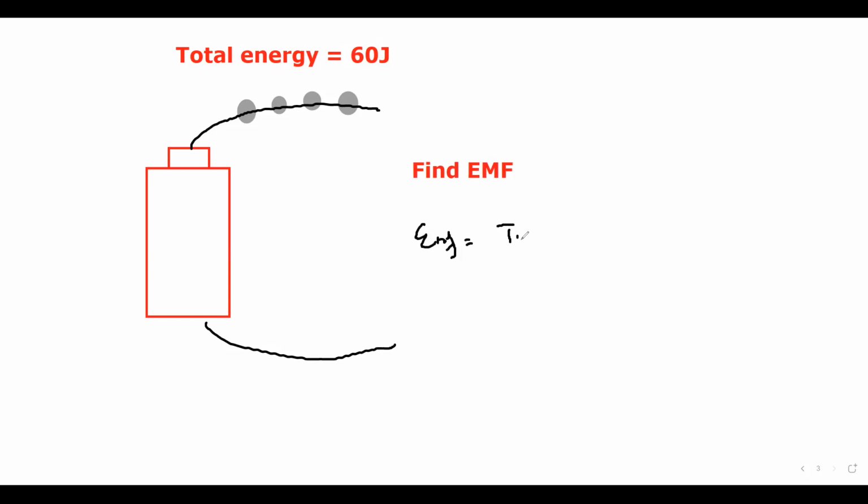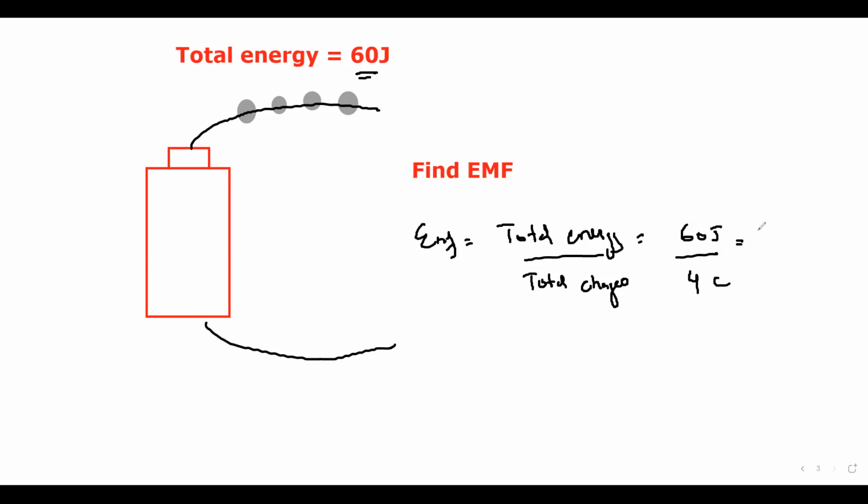How to calculate the EMF? It's the total energy which is supplied by the battery divided by the total charges. So the total energy supplied by the battery is 60. And the total number of charges which are coming out is 4. So 60 divided by 4. What will we get?